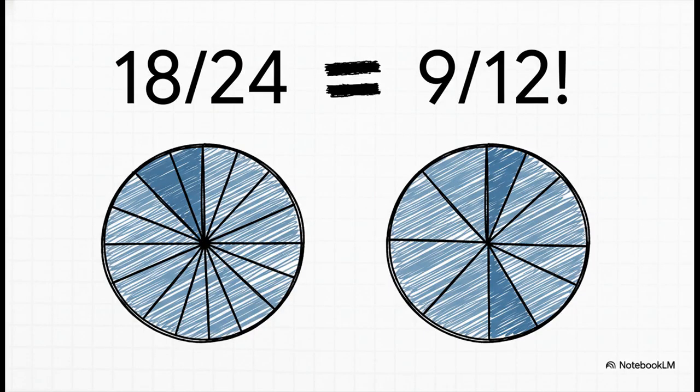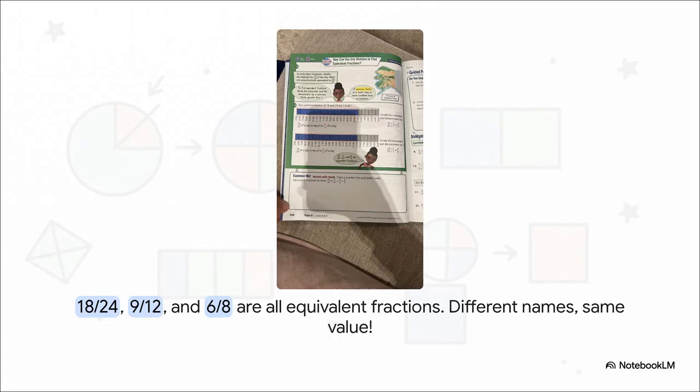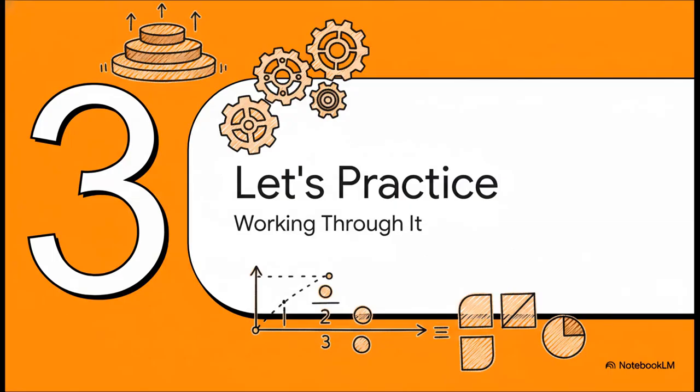The fraction 18/24 is equivalent to 9/12. They might look different, but they represent the exact same amount. We just found a simpler way to write it. This is a perfect illustration of the whole idea. See? 18/24, 9/12, and 6/8 are all equivalent fractions. They look different, but they're just different names for the exact same piece of the whole. I think we're really starting to get the hang of this.